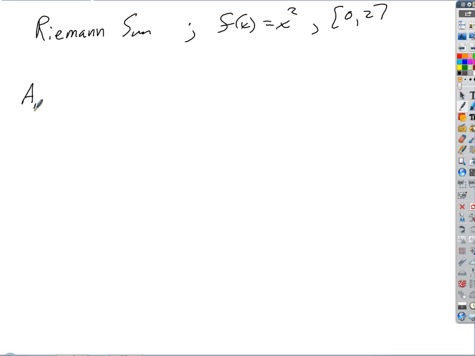Let's calculate the right sum, and let's write down the generic version first. That's going to be the sum of f of a plus i delta x, times delta x, as i goes from 1 to n, right? But we want to get an exact answer. So we're going to take the limit of this as n approaches infinity, right?